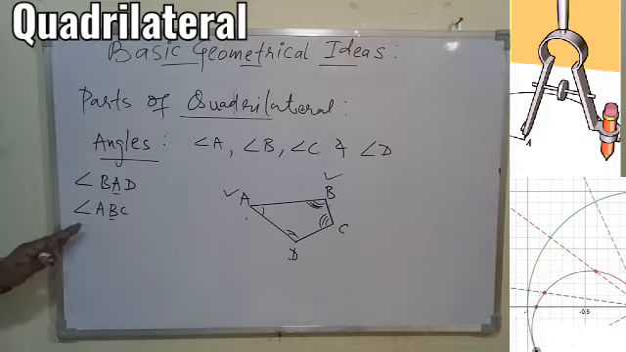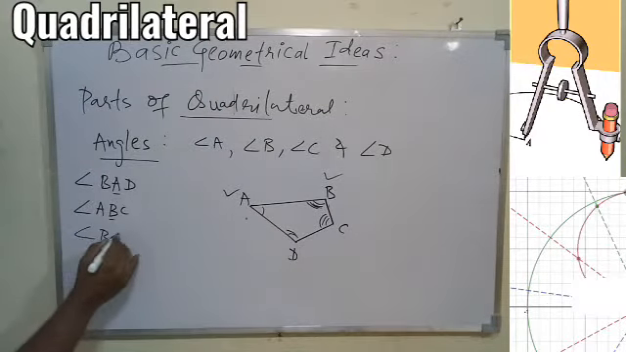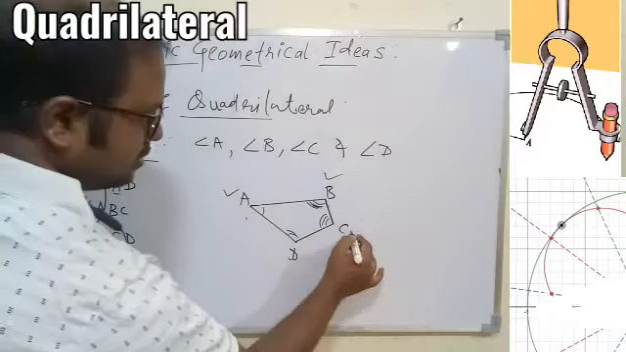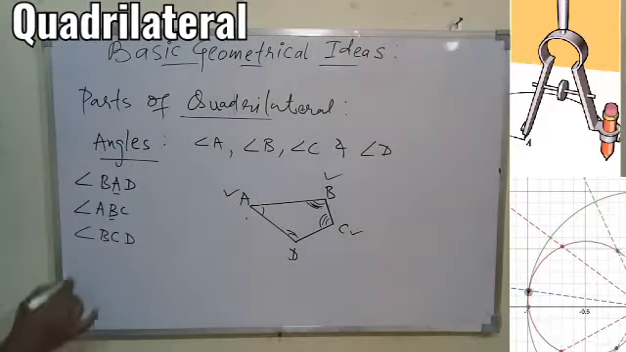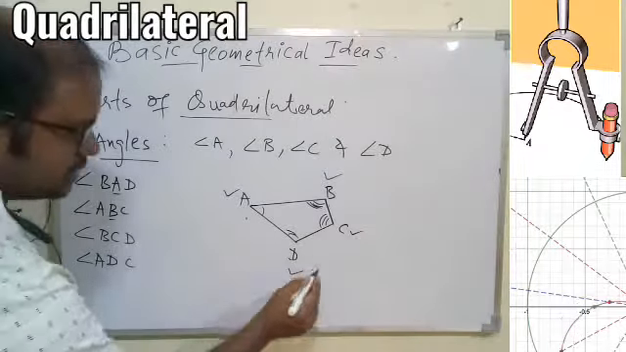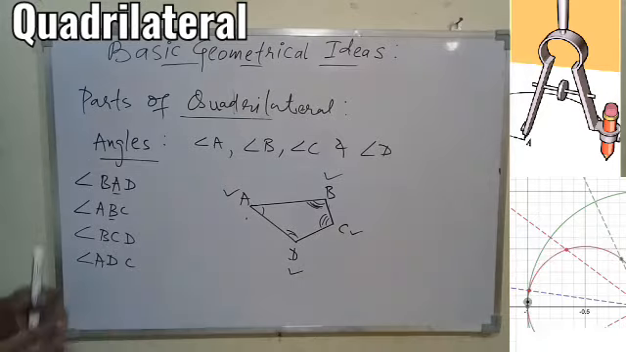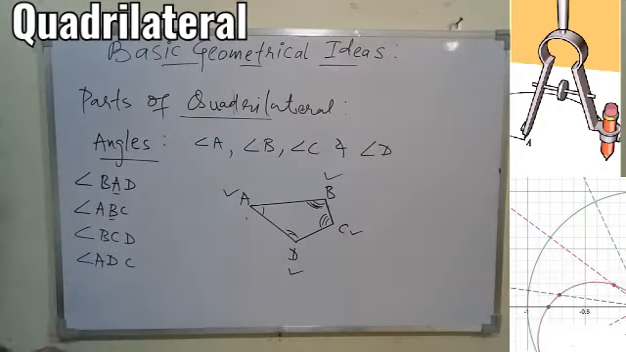We remember the center one must be the common vertex. Then angle BCD, this angle is covered now, and angle ADC. So now we have got four different angles of the quadrilateral. So we can say in a quadrilateral we have four sides, four vertices and four angles also.